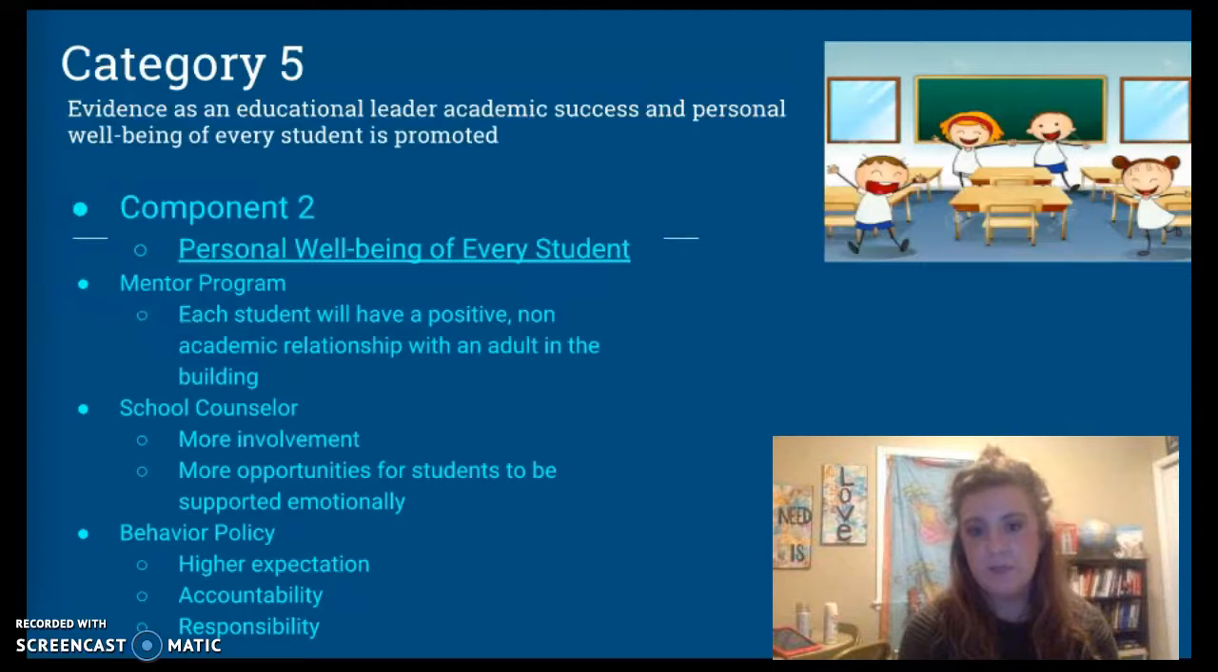And then the behavior policy. The higher expectations will make students more accountable, and it'll make them more responsible, and that ultimately positively affects and promotes the well-being of each and every student.